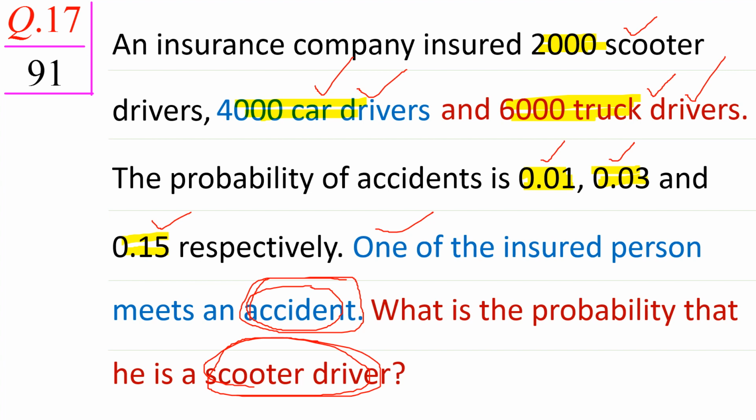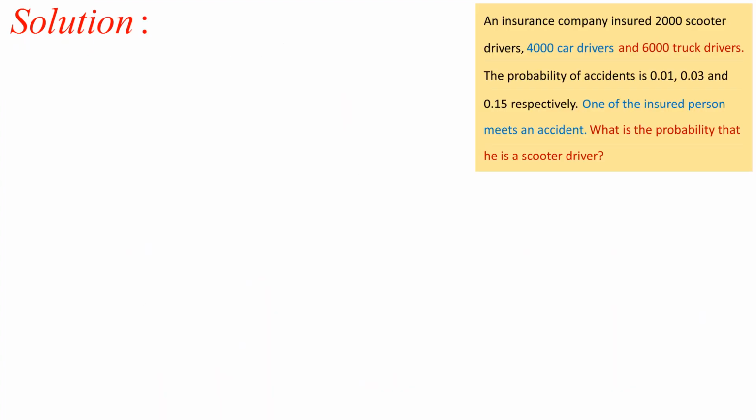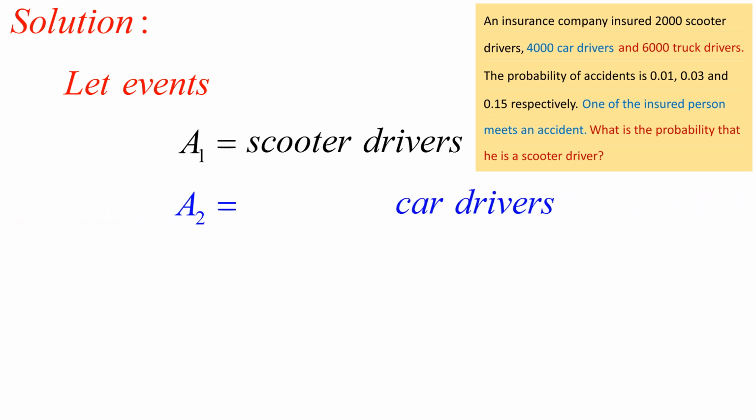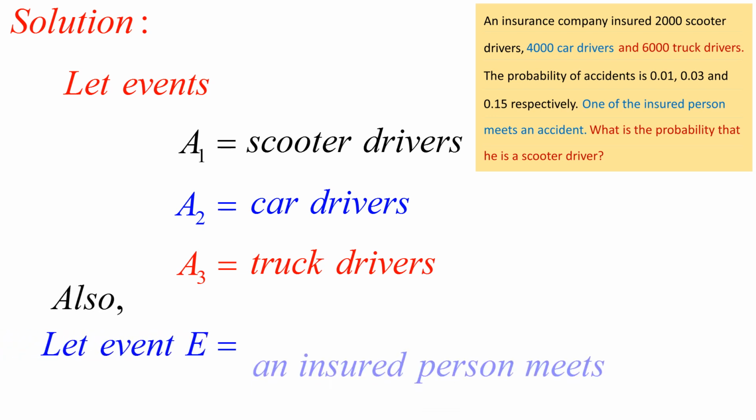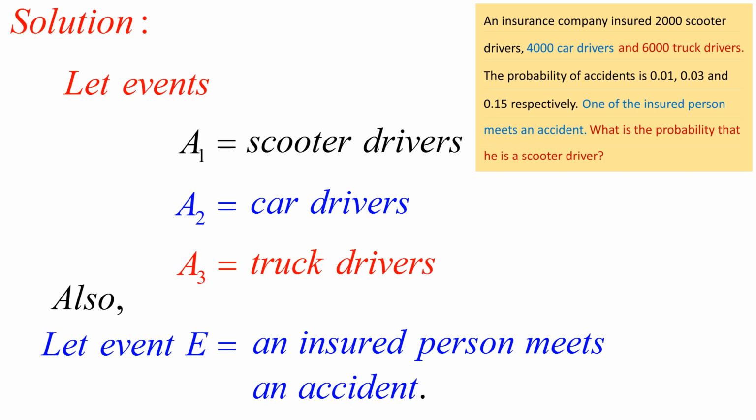So first of all, let's summarize this problem by writing in short form. So now here, let events A1 represents scooter driver, A2 represents car drivers, A3 represents truck driver, and also let event E is equal to an insured person meets an accident. And please understand, the accident can be met by either scooter driver or car driver or truck driver.